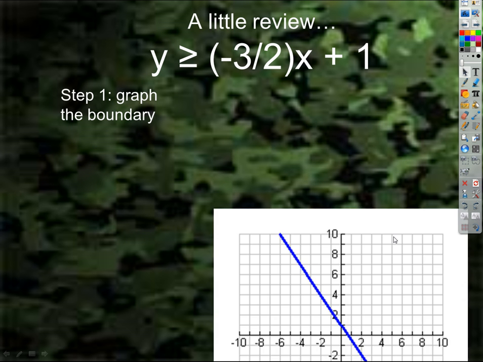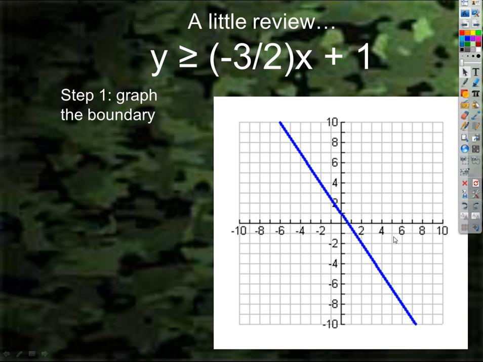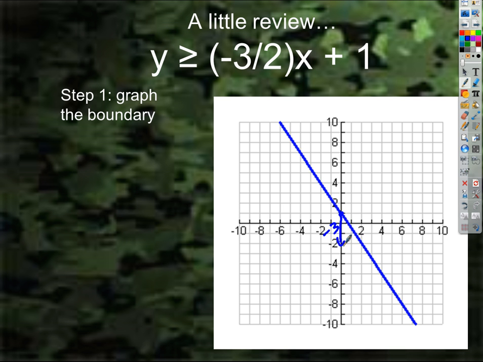So step one, we're going to graph the boundary. That's easy enough. This is in slope-intercept form, right? Y-intercept, everybody agree, is 1. Slope is what? -3/2. We always go left to right, so we start at the y-intercept right there, and we're just going to drop down 3 over 2. Get a second point, connect and extend. There's the boundary line. All that's left to do is just shade the correct half plane.